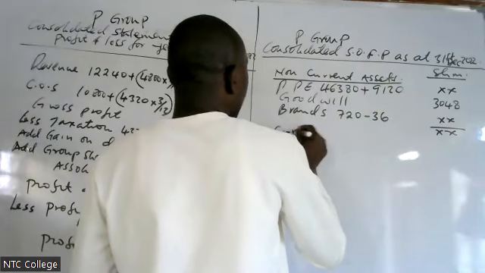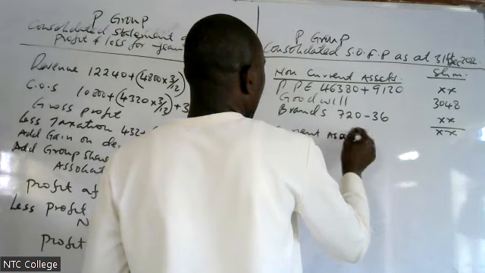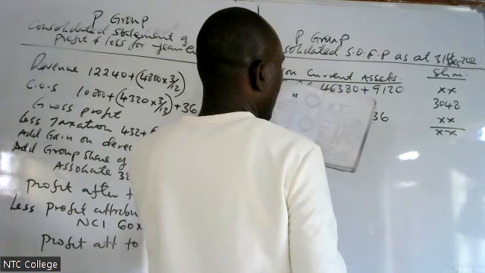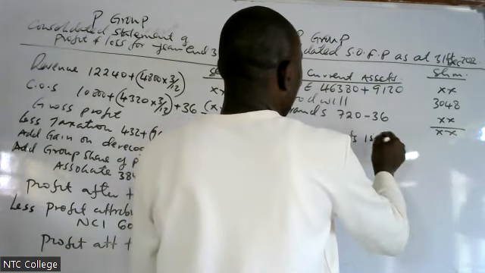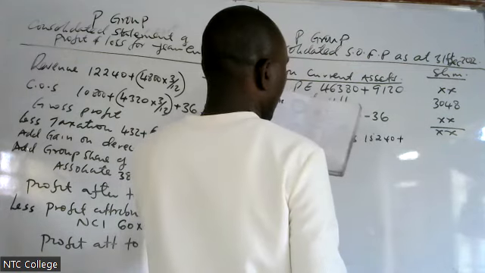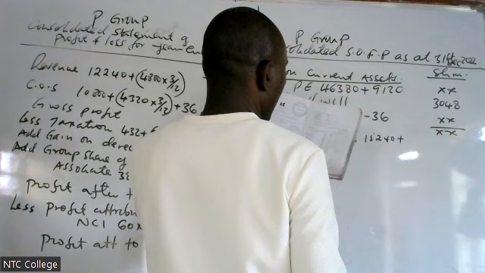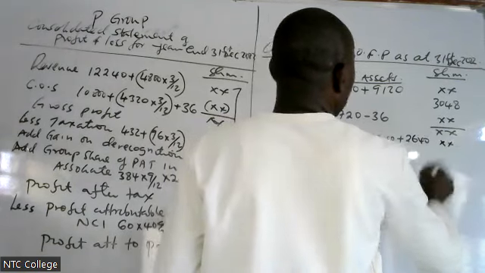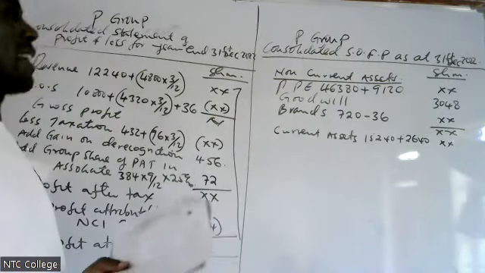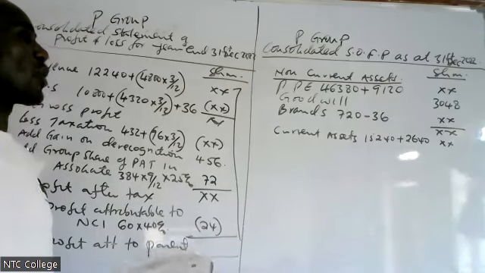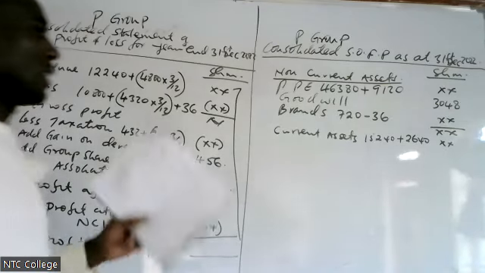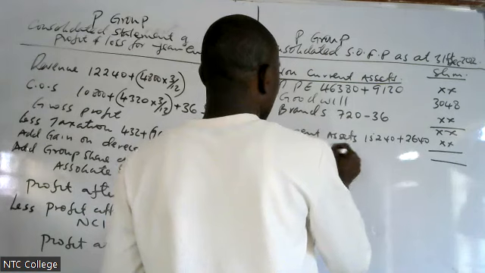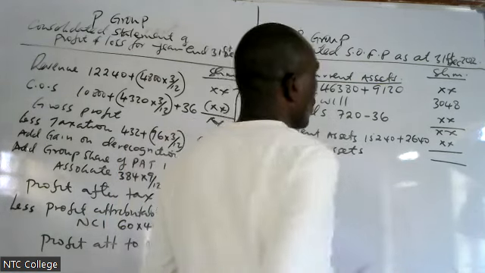Then we go to current assets. The examiner just gave us one current asset, which is 1540 plus 2640. Give me total. There was no unrealised profit, therefore nothing to deduct. There was no intercompany owings, therefore nothing to deduct. Then you give me total assets.